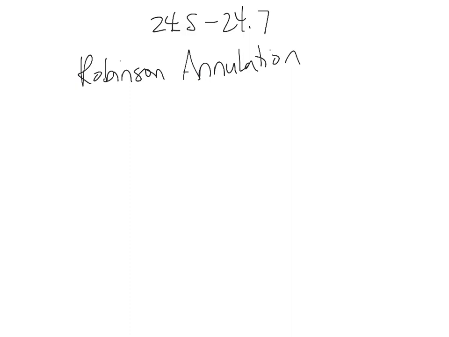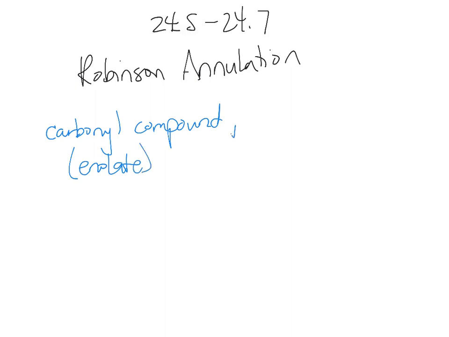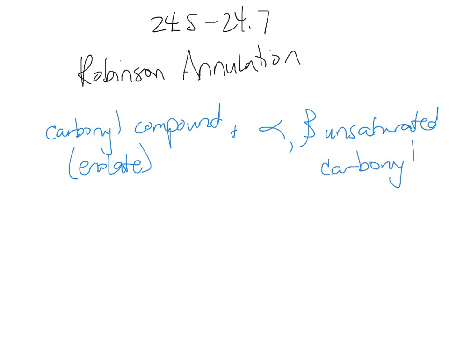The starting materials are a carbonyl compound. So carbonyl compound, this is the one that's going to form your enolate. And an alpha beta unsaturated carbonyl. So same starting materials that we had for our Michael reaction.